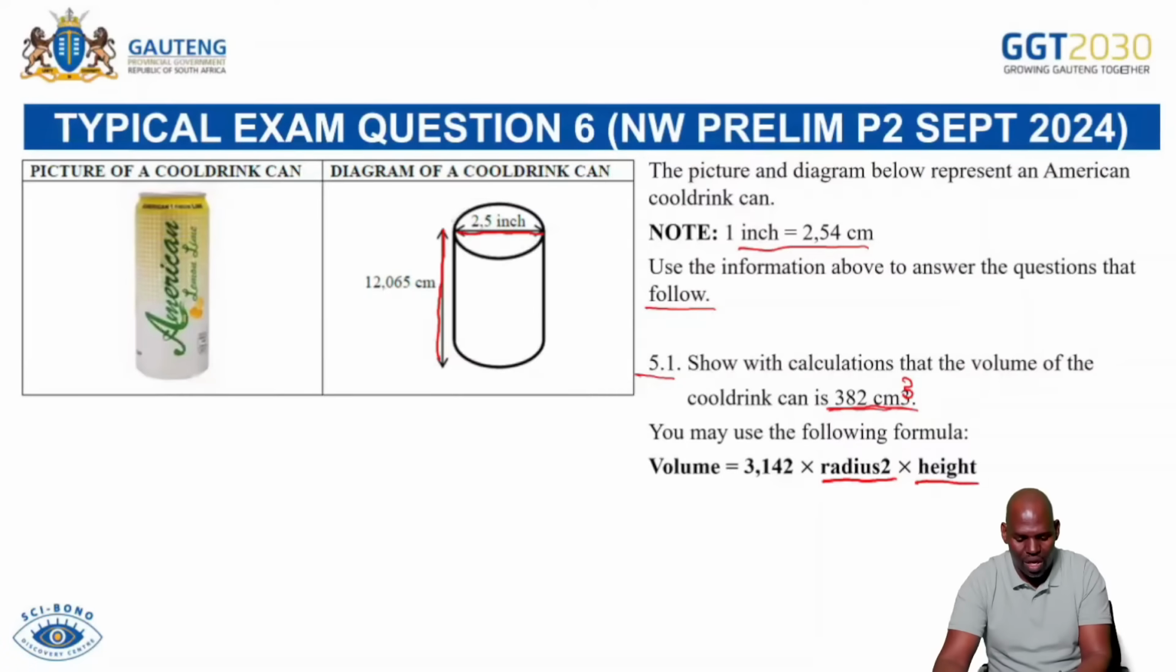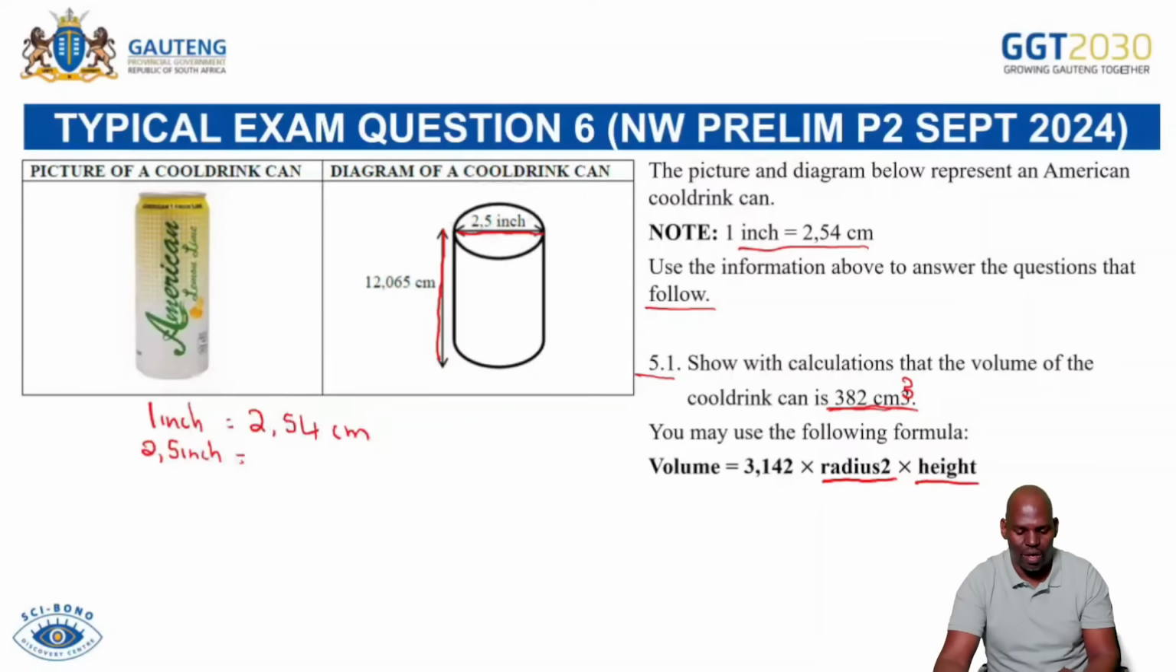Okay, this diameter, we can first convert it to centimeters. If 1 inch is equal to 2,54 centimeters, then we've got 2,5 inches.